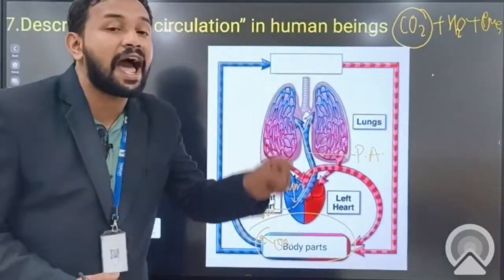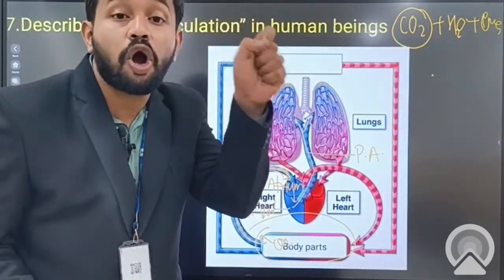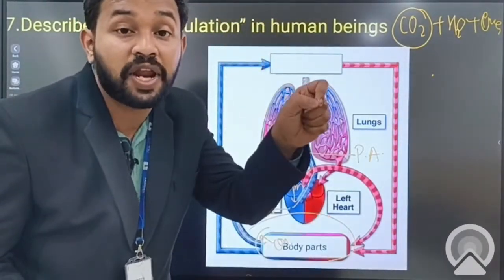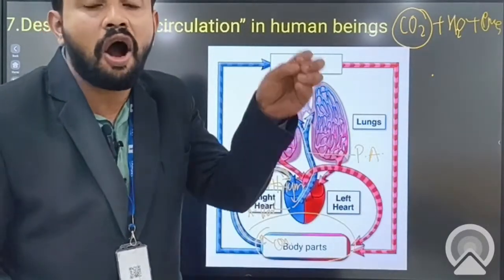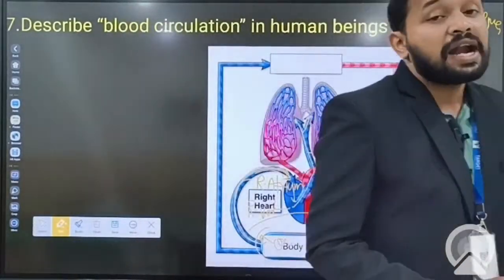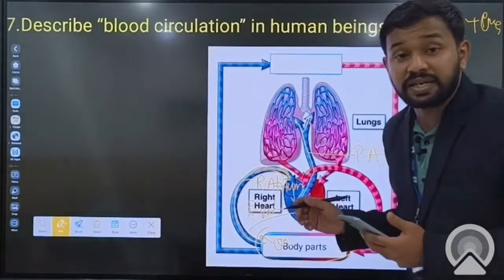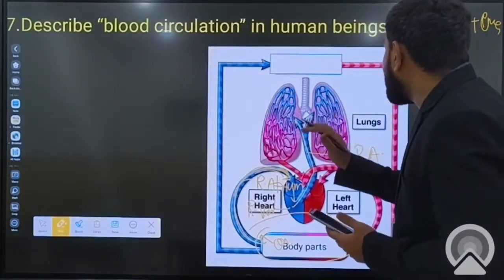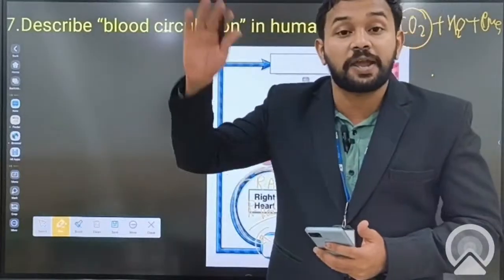The only artery carrying deoxygenated blood is the pulmonary artery. The remaining arteries carry oxygenated blood. Is it clear? From the pulmonary artery, it reaches the lungs. Then the diffusion takes place.